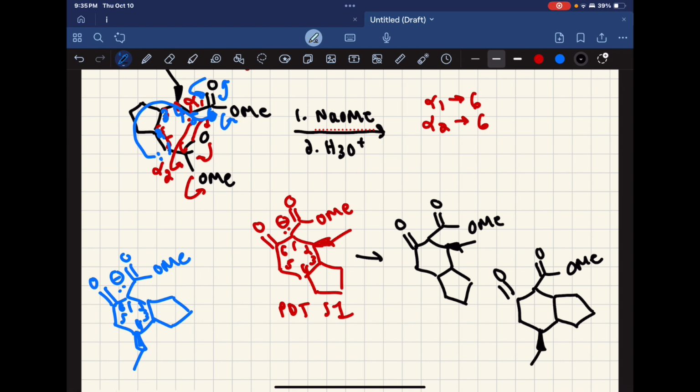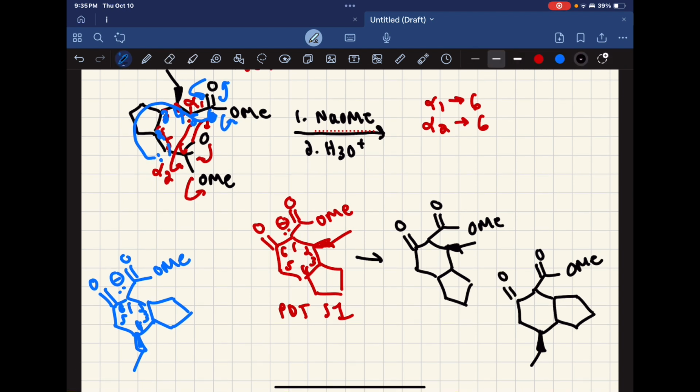So notice these are very different constitutional isomers that we are getting. And if you can't see that right away, notice the position of the ethyl substituent with respect to the beta keto ester. Here, the ethyl group is quite close. Here, the ethyl group is a little bit farther away. So we get two very different constitutional isomers. I just want you guys to be prepared to draw both products on a test. So that's a good example of a Dieckmann.